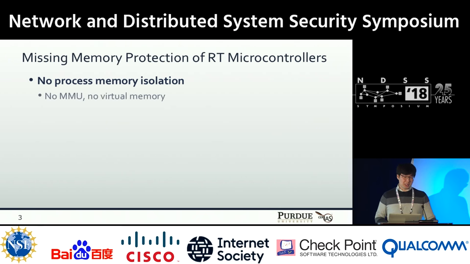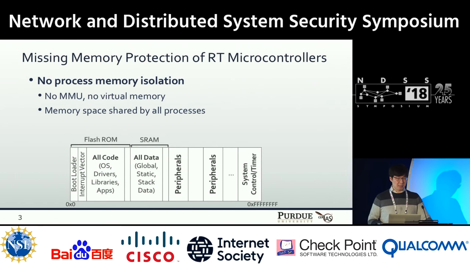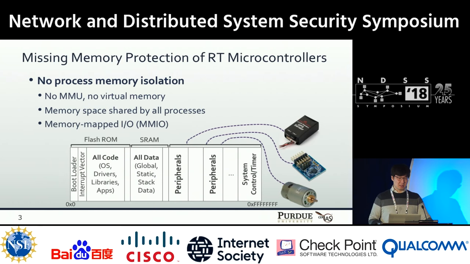First, process memory isolation is not supported because the hardware typically is not equipped with a memory management unit, which supports virtual memory. Because of this, all the processes in the system share one large physical memory space. So basically, for these systems, you have to compile the applications and the operating system together, and they are built into one large firmware image, and you load the image into the physical memory space. Peripheral devices are mapped to certain ranges of the physical memory space, and they are controlled by memory mapped I/O operations.